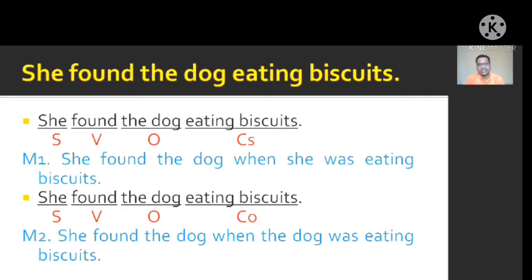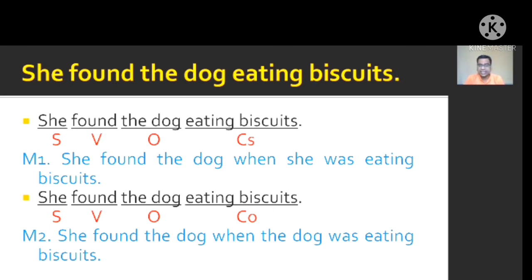Now look at one more sentence on your screen. She found the dog eating biscuits. This is a very ambiguous sentence. It will give you a couple of meanings. Whether she was eating biscuits at the time she saw the dog, or else the dog was eating the biscuits and at that time she found the dog. It can be anything. Now, let us interpret this sentence from the structural point of view.